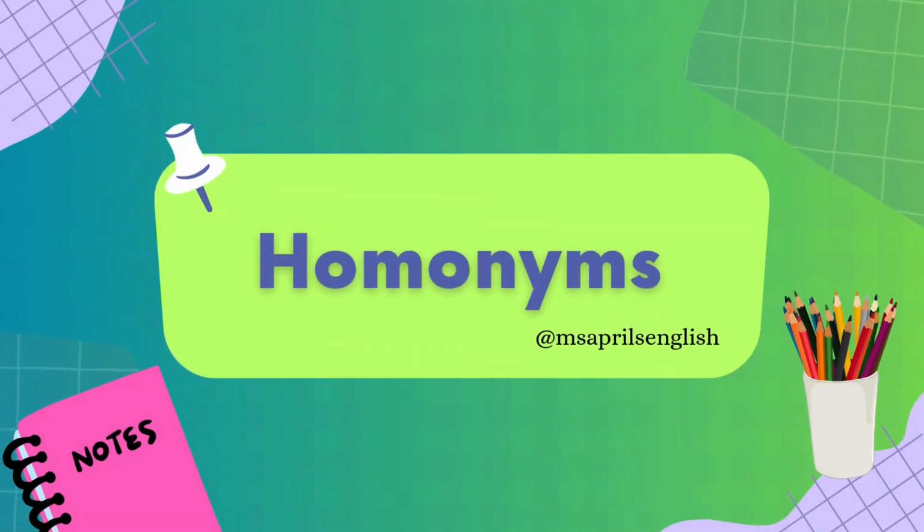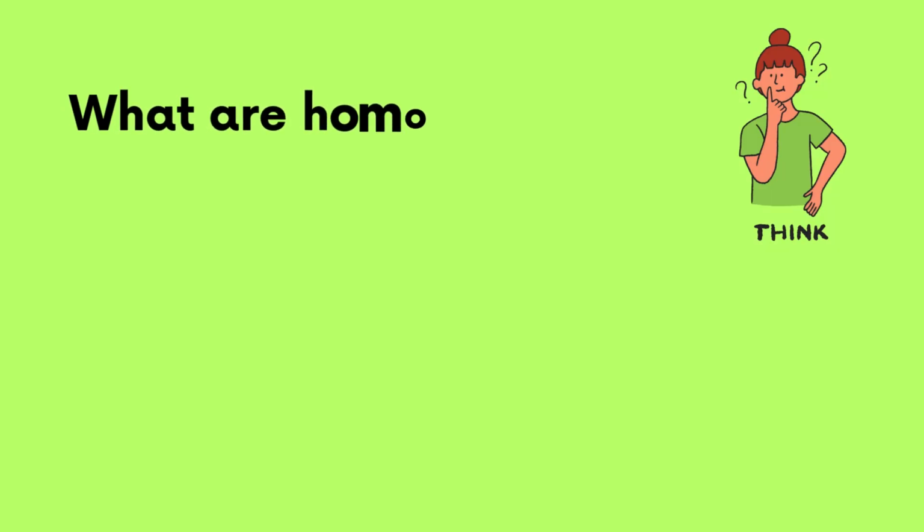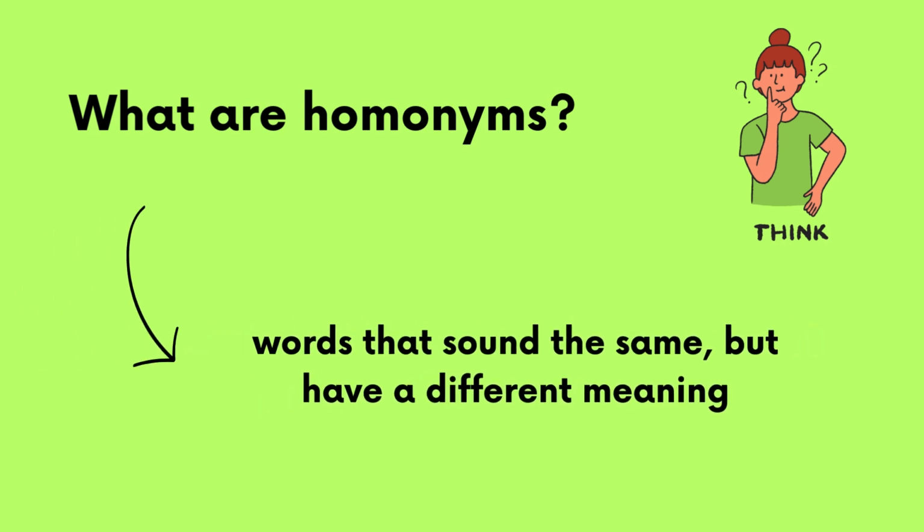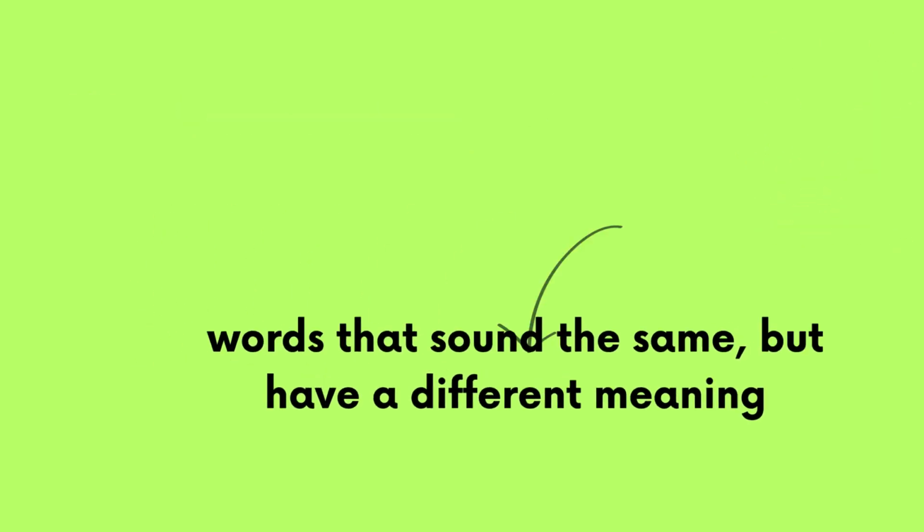Today we're going to be talking about homonyms. What's a homonym? Well, let's get started and find out. So what is a homonym? Homonyms are words that sound the same, but they have very different meanings. Sometimes the words even look very much alike, but the words have different meanings in different contexts.